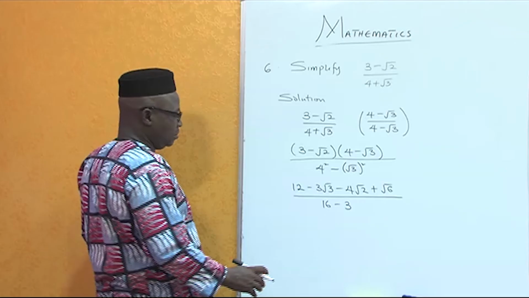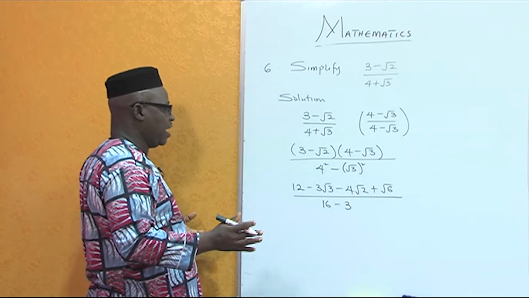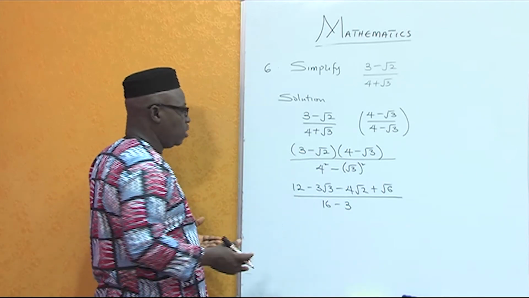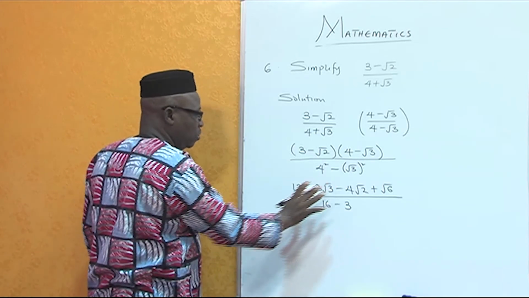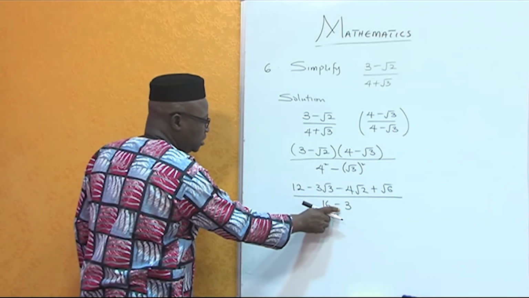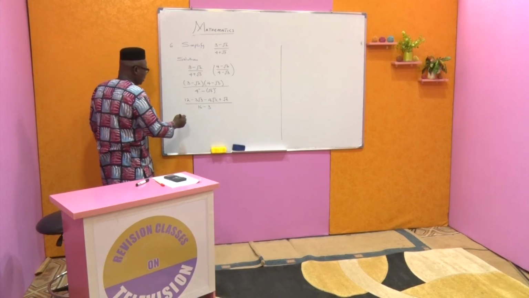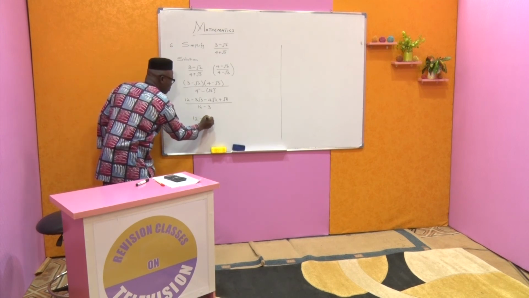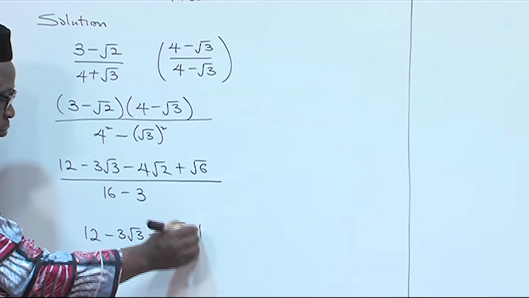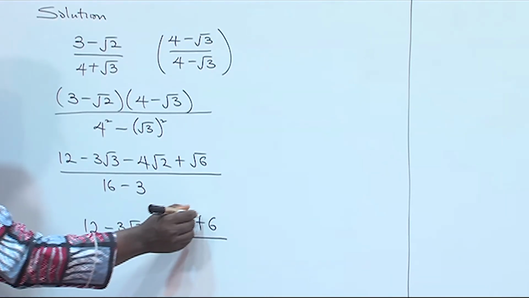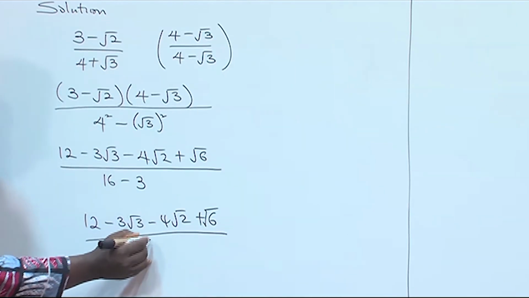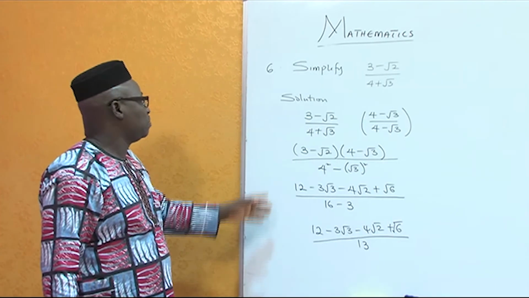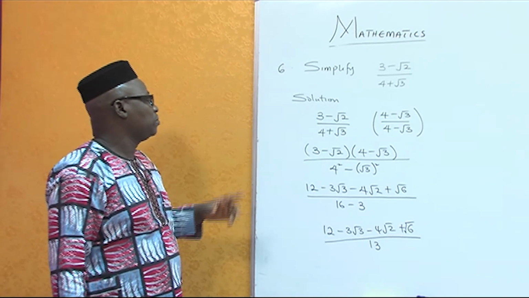So at this point, there's nothing I can simplify in the numerator again because we don't have similar surds. It's only one number we have there, which is 12. So we can leave the numerator the way it appears. But the denominator, 16 minus 3, is actually going to be 13. So I can write my final result as 12 minus 3 root 3 minus 4 root 2 plus 6, this is root 6. Then we now have 13. So we've been able to simplify this particular fractional surd.